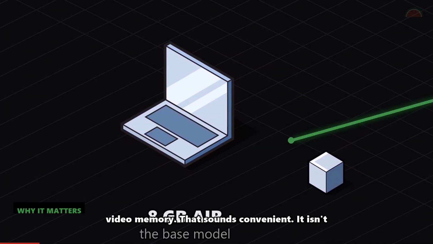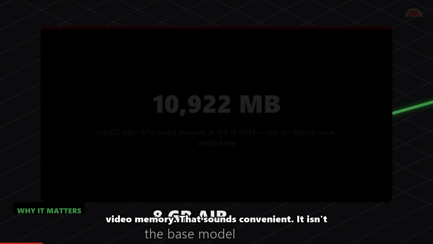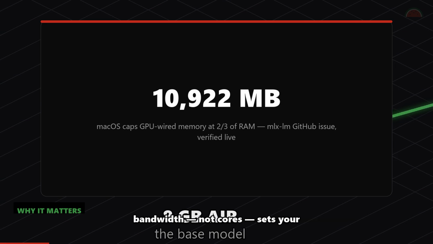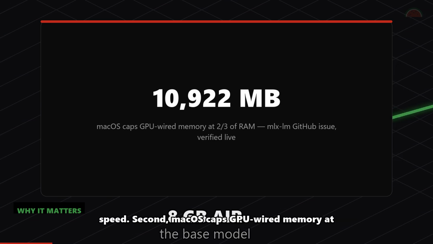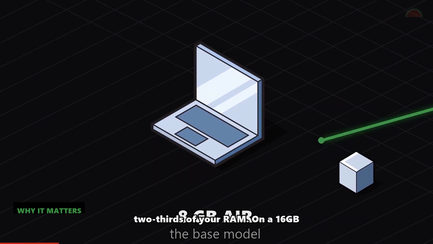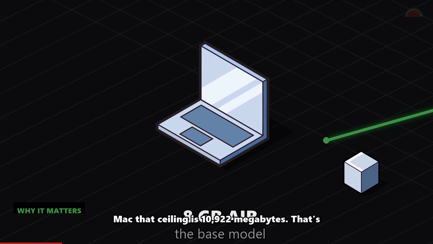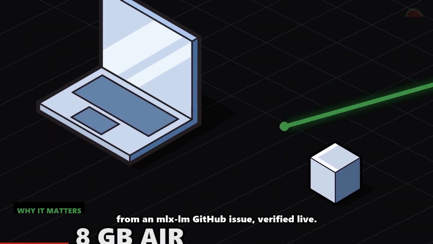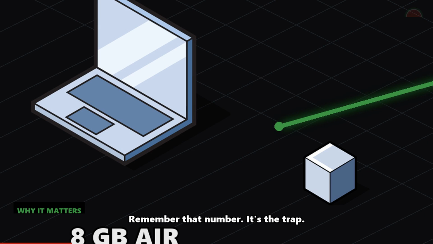Two limits shape everything. First, memory bandwidth, not cores, sets your speed. Second, macOS caps GPU wired memory at 2/3 of your RAM. On a 16GB Mac, that ceiling is 10,922 megabytes. That's from an MLX-LM GitHub issue, verified live. Remember that number, it's the trap.